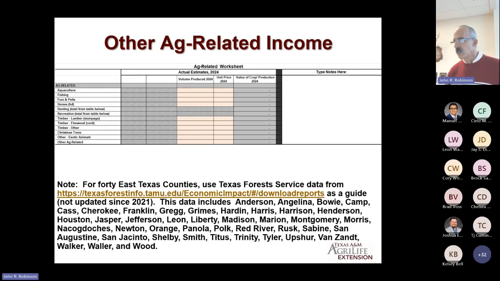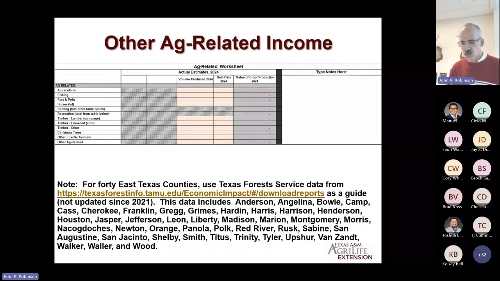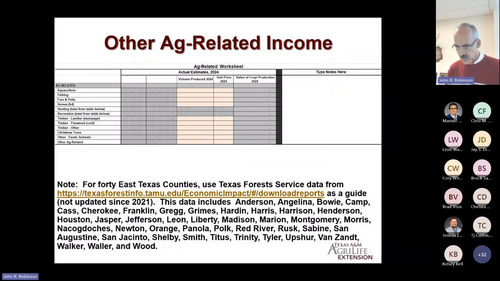We're getting towards the end, so hang in there with me, and then we can go over whatever you like. There's an other ag-related worksheet, which includes categories of things. What we call ag-related is just a catch-all for everything else. But fishing and hunting and horses, there's fishing like going out on guided fishing tours, and there's fishing like paying money to fish in ponds. Whatever you can get data for, I would include.